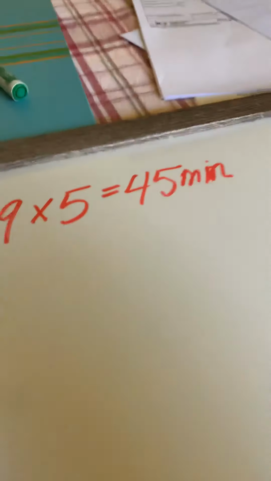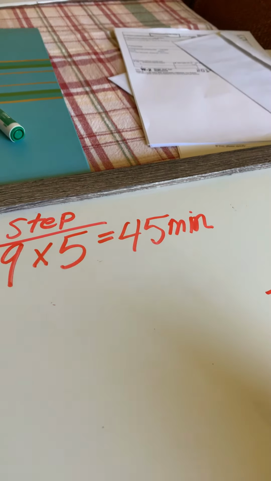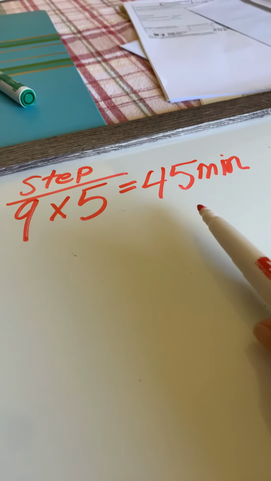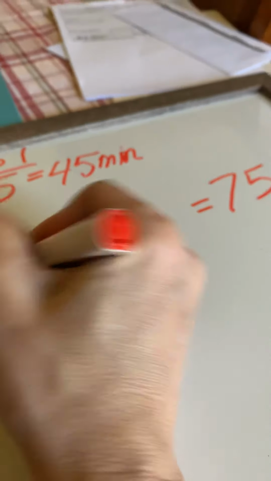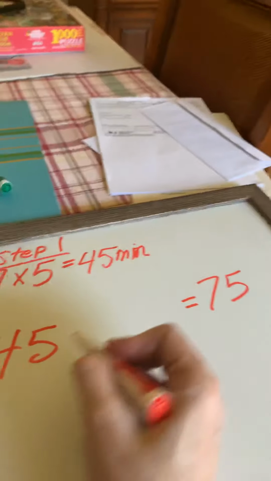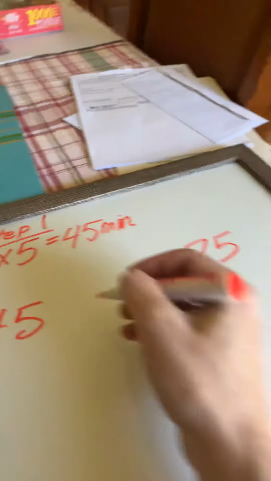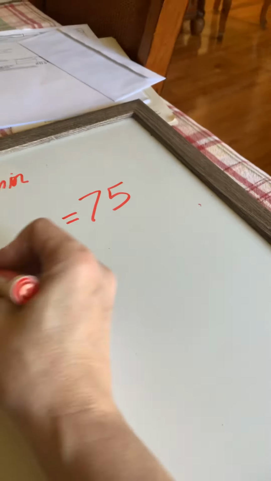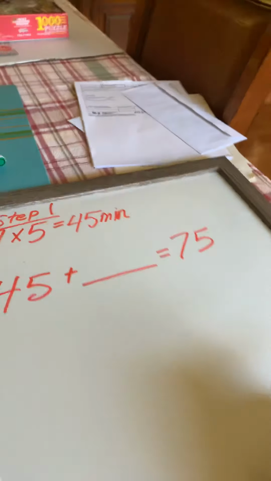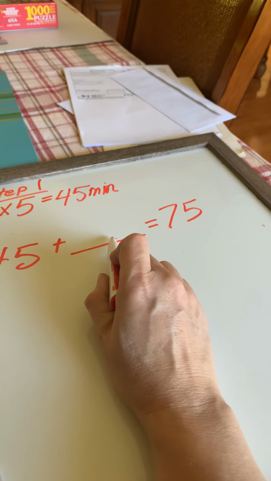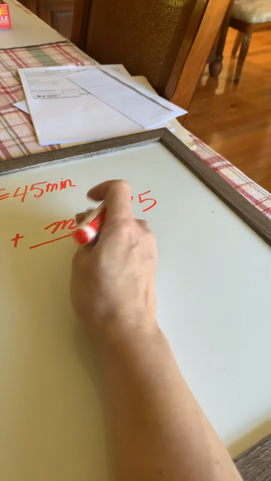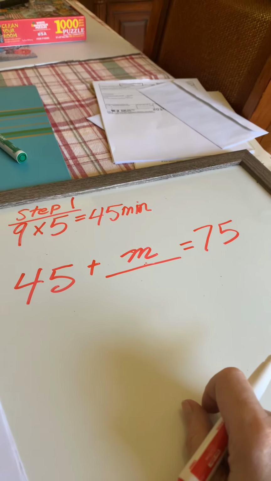So she has read, this is our step 1, because we couldn't figure out the next step, how many more minutes she needed, unless we knew how many she already had. So this is our step 1. So she had 45 minutes, and we need to get to 75 minutes. 45 plus something is going to be 75. So how do we figure this number out right here? How do we figure out how many more minutes, M, she needs to get to her goal?